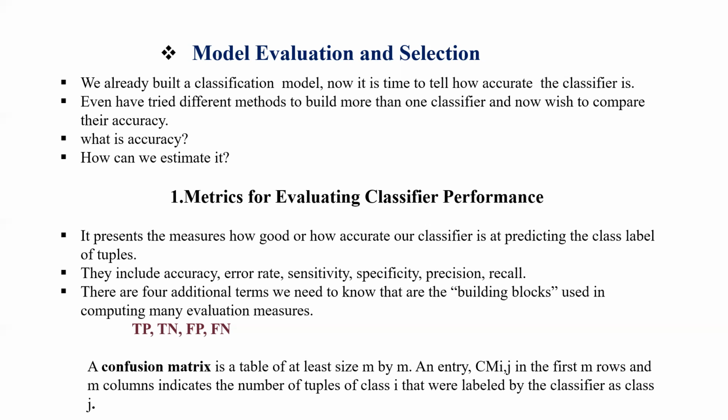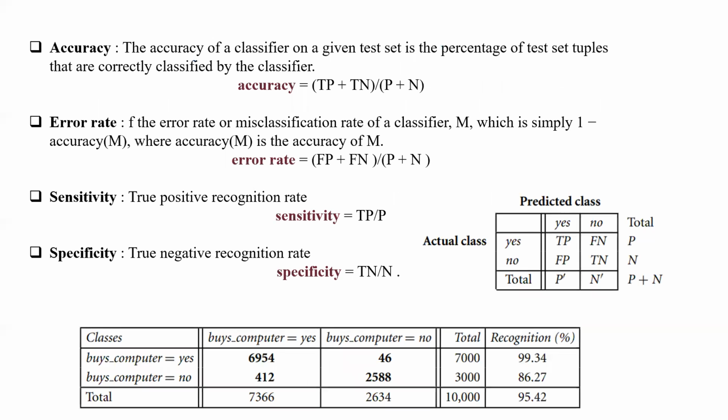Then what is a confusion matrix? It is a table of at least size m by m. CM means confusion matrix. Entry CM i,j in the first m rows and m columns indicates the number of tuples of class i that were labeled by the classifier as class j. Here we are seeing some of the formulas for those terms already seen. Here is one example of a confusion matrix.